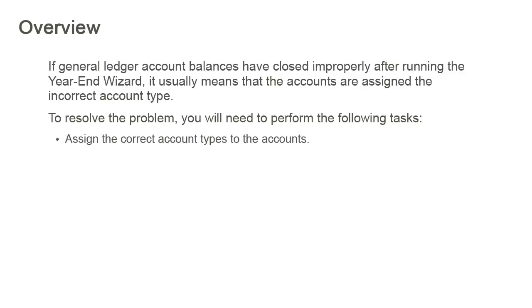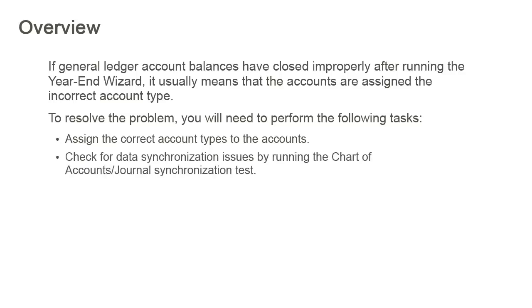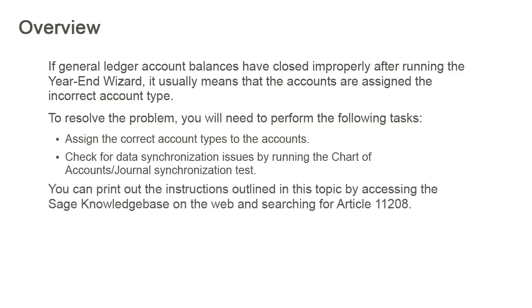First, you will assign the correct account types to the accounts. Then, you will check for data synchronization issues by running the Chart of Accounts Journal Synchronization Test. For your convenience, you can print out the instructions outlined in this topic by accessing the Sage 50 knowledge base on the web and searching for Article 11208.